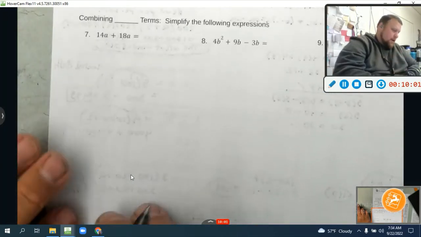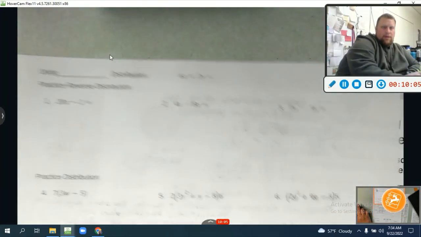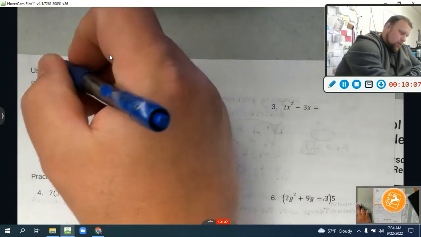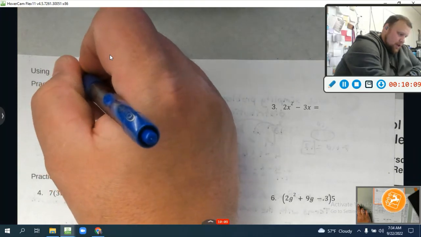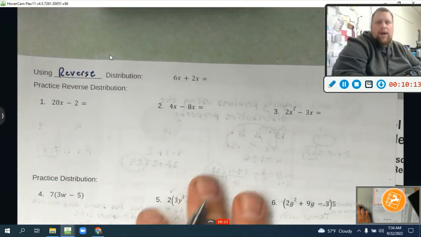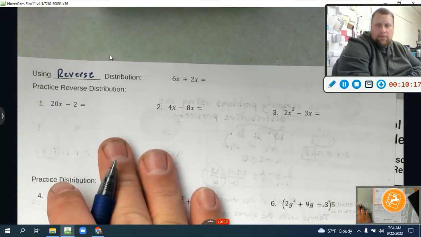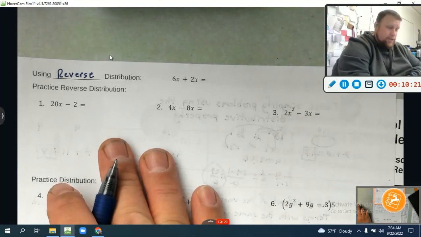Moving on to the back side. Now we're going to have quite a bit of practice, but I want to talk to you guys about using reverse distribution. You may think, why would I ever need to reverse it? There will come a time. What we're about to do does not help us with these problems, but it is practicing the concept of reverse distribution, which you will do at times to greatly simplify equations.